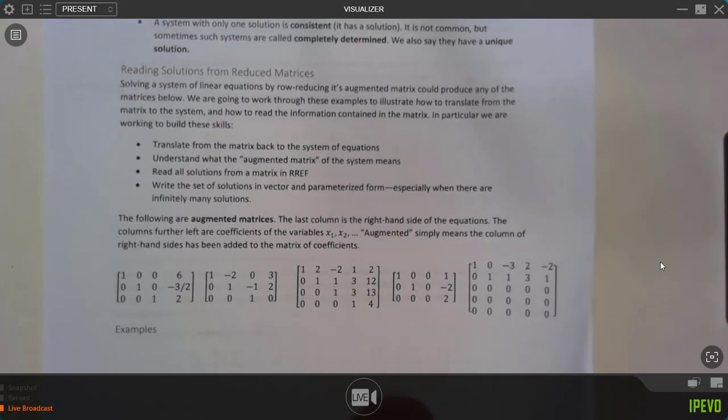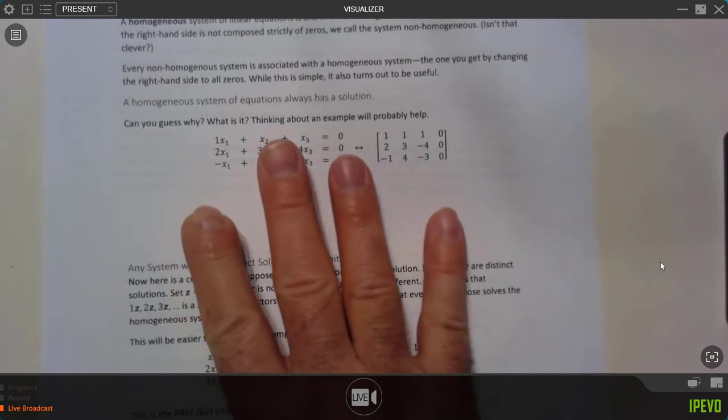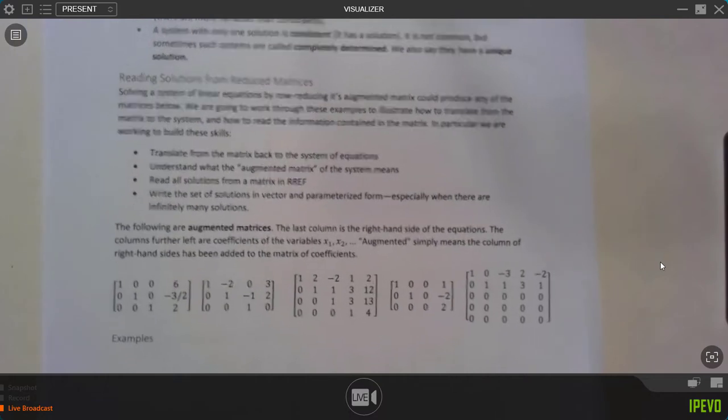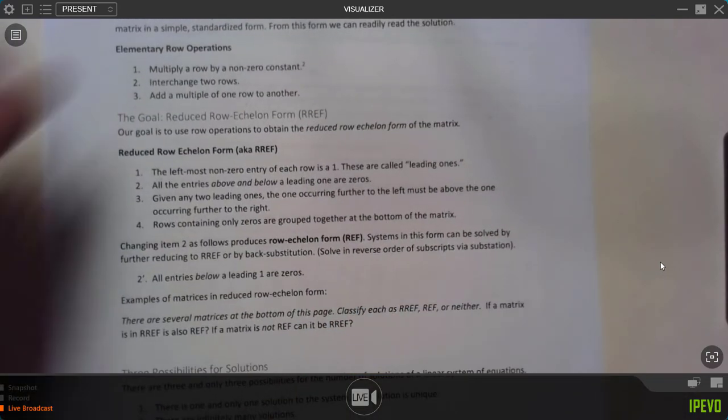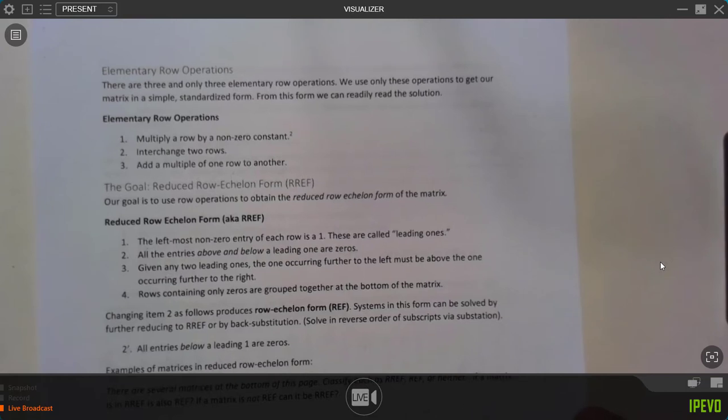After this, I am actually going to insert a little bit. I'm going to show you how to use MATLAB or Octave or your calculator to do some of this grunt work, because this is a fair amount of effort to reduce these matrices.